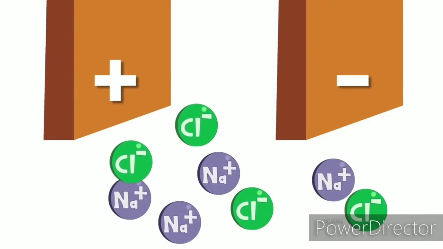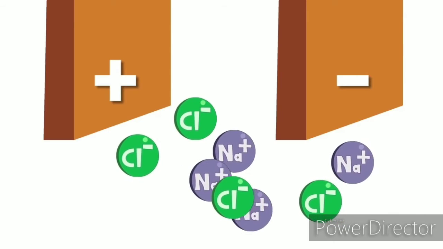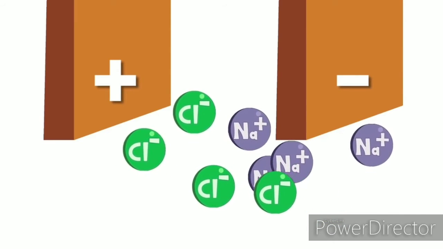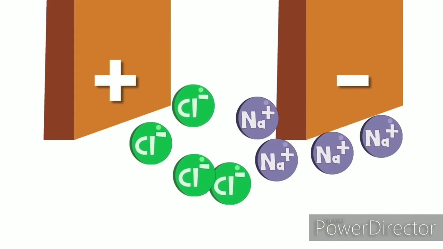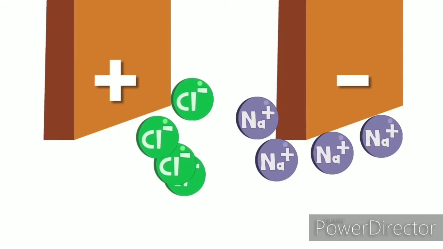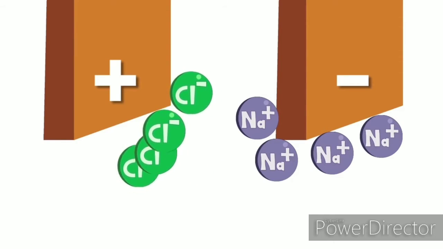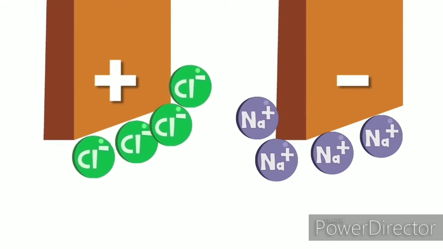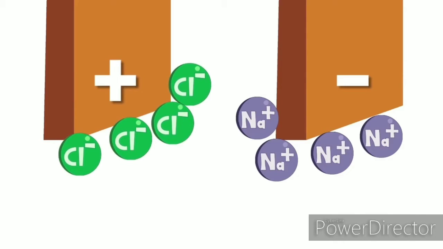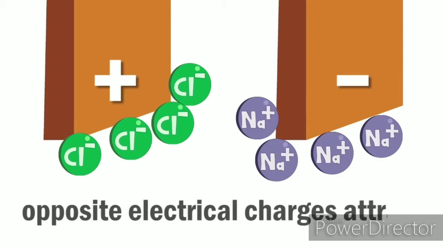Anything positively charged in the liquid, in this case the sodium ions, is going to be attracted to the negative electrode. And anything negatively charged, in this case the chloride ions, is going to be attracted to the positive electrode. This is because opposite electrical charges attract.